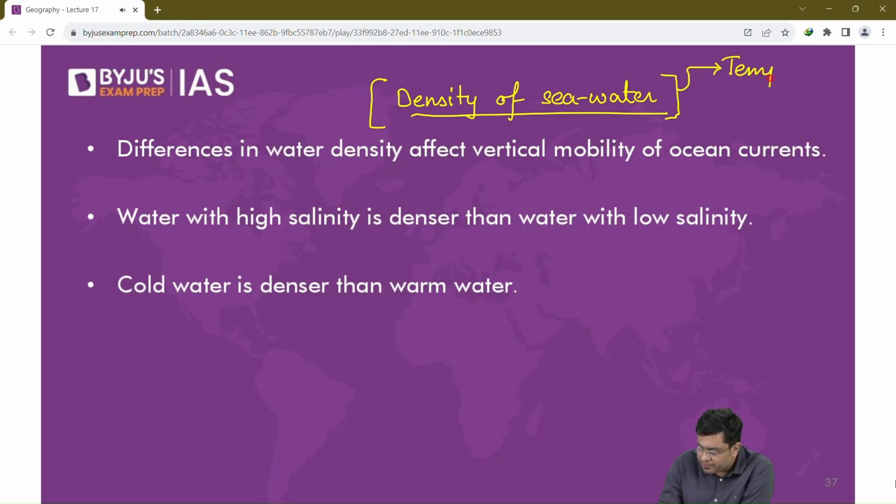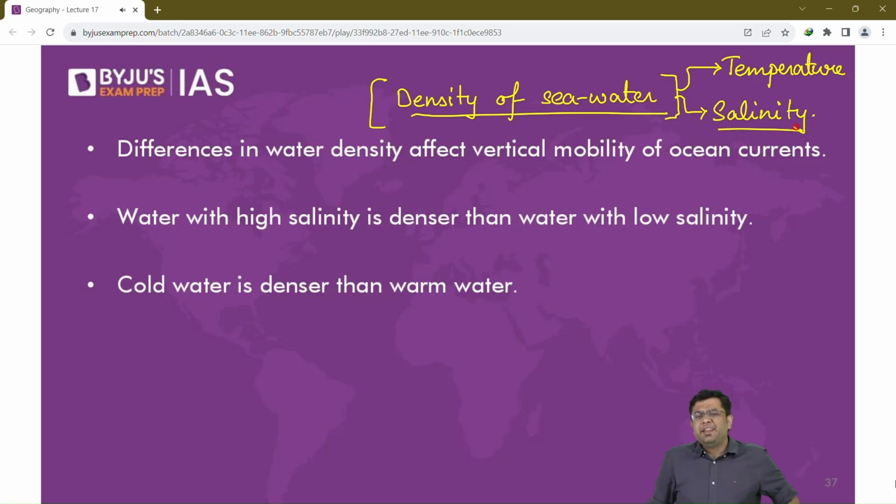controlled by temperature, controlled by salinity. So, if water is, let's say, very warm or very hot, what do you think will happen? If the water is very warm or hot, what do you think will be the impact on density? Will the density increase or will the density reduce when the water is very warm or hot?